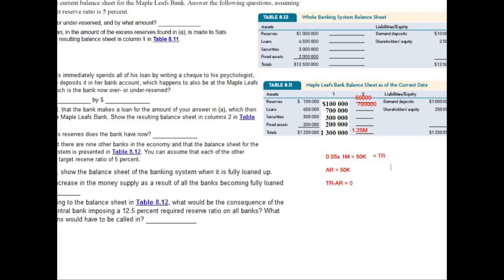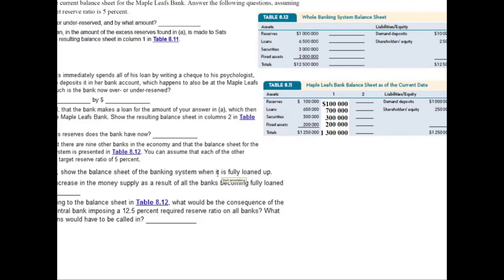talks about the whole banking system. So it says, now suppose that there are 9 other banks in the economy, so there's 10 in total, and the balance sheet for the whole banking system is presented in 8.12. You can assume that each of the other banks also has a target reserve ratio of 5%. So we all have a target reserve ratio of 5%. Okay, and the question now says, show the balance sheet of the banking system when it is fully loaned up.